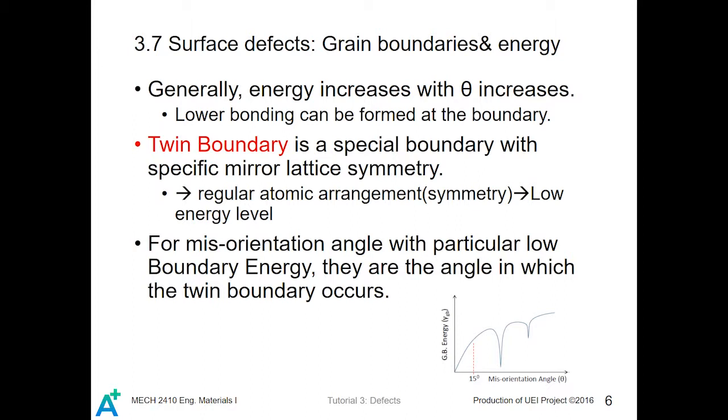However, there are several twin boundaries, which are special boundaries with specific mirror lattice symmetry, which will have a local maximum effect on the possible number of bonds that can be formed. This actually means a relatively regular atomic arrangement can be formed, due to symmetry, and that means a lower energy level can be achieved. So for misorientation angles with particularly low boundary energy, they are the angles at which the grain boundary will occur.